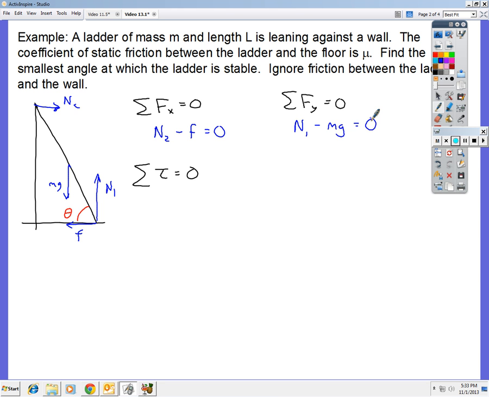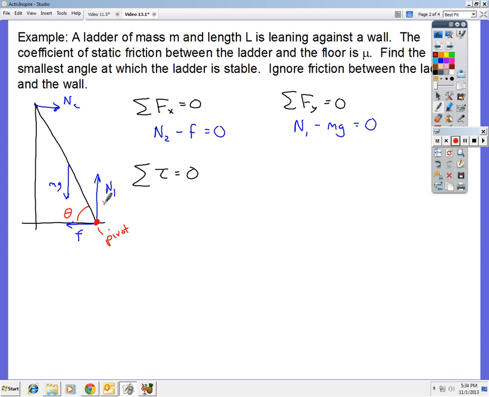So nothing terribly interesting there. However, the torques, that's the interesting part. Now, what we're going to do is pick the pivot point to be the bottom of the ladder. The reason we do that is that in this case, the torque due to the friction force and the torque due to the normal force N1 are both 0.